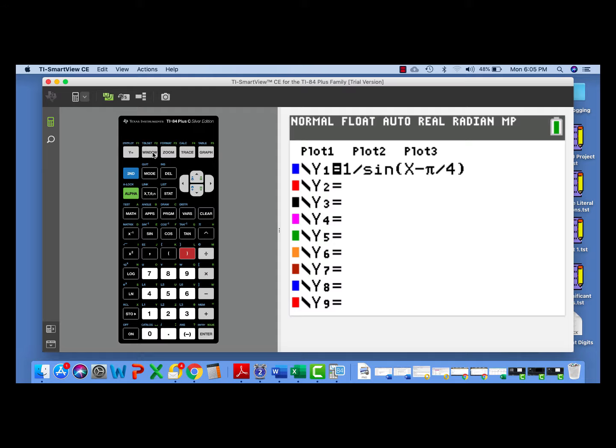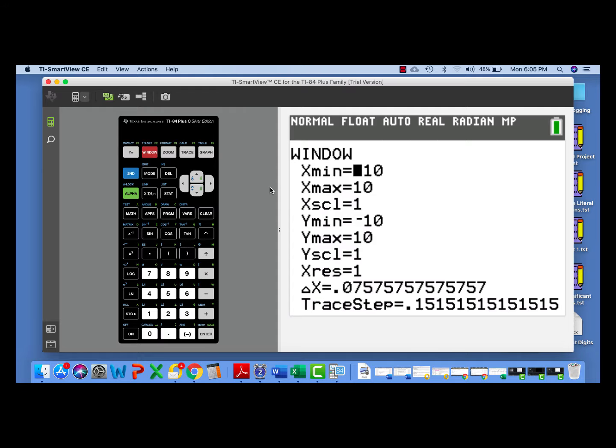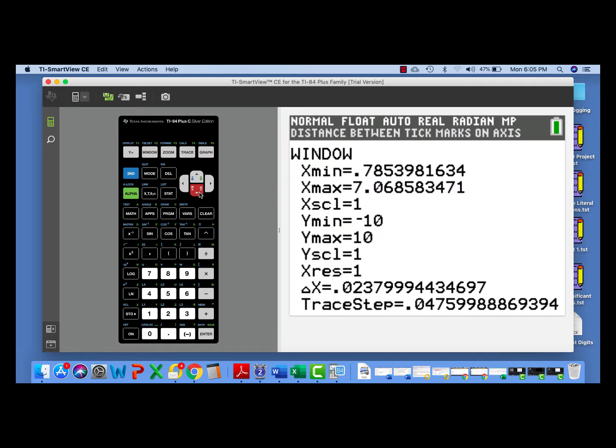So now let's go to the window and set our window. Since we're starting at pi over 4, because it's been shifted to the right, my x-min is going to be pi divided by 4. Our x-max is going to go out to 9 pi over 4. And we did this on a scale of pi over 2.